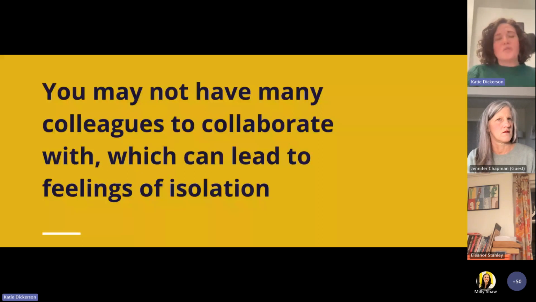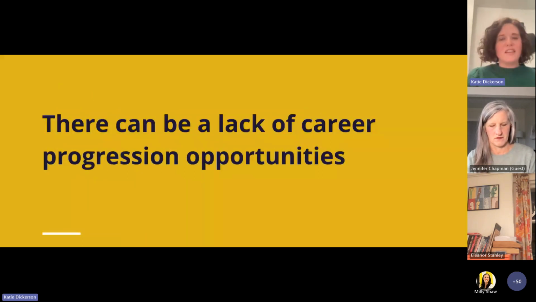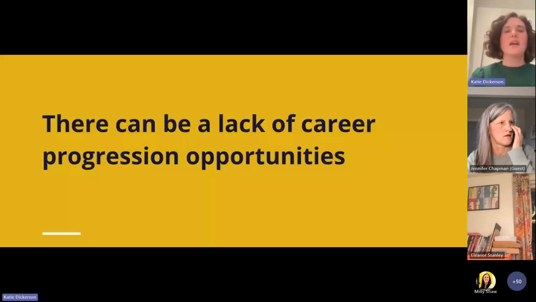There can also be a lack of career progression opportunities in this sector for people who want to do design. If you're the only designer in your organization and you want to progress to a more senior role, there isn't really anywhere for you to go. And that can also lead to a lack of retention of service designers and other user-centered designers in the third sector. So there tends to be quite a lot of turnover, which can lead to instability within the design team in that organization.